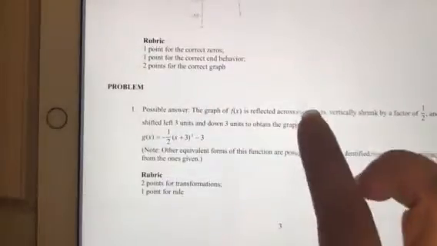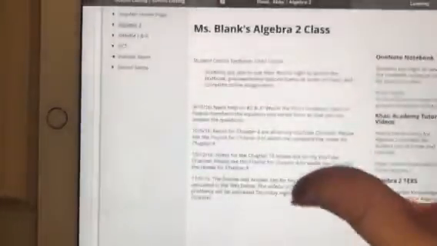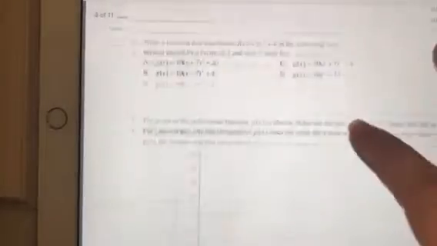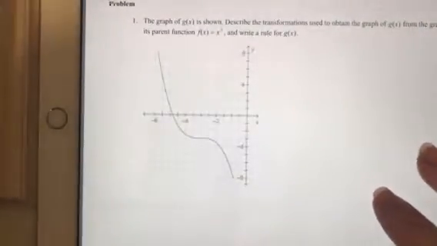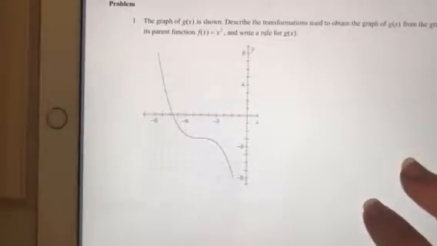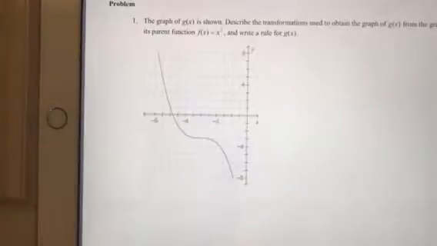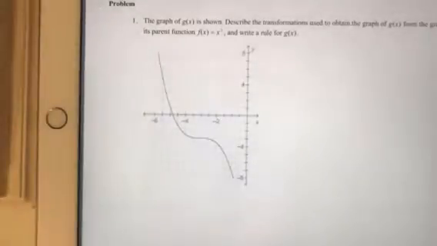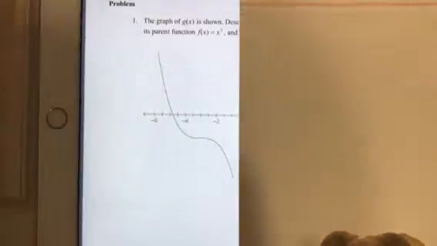All right. So let's take a look at those word problems that we had because I feel like you guys like your bonus questions. So let's take a look at the problem. So it says the graph of g of x is shown. Describe the transformations used to obtain the graph of g of x from the graph of its parent function and write a rule. We have practiced this several times, and the easiest thing to do is take a look at where the center is and identify h and k.